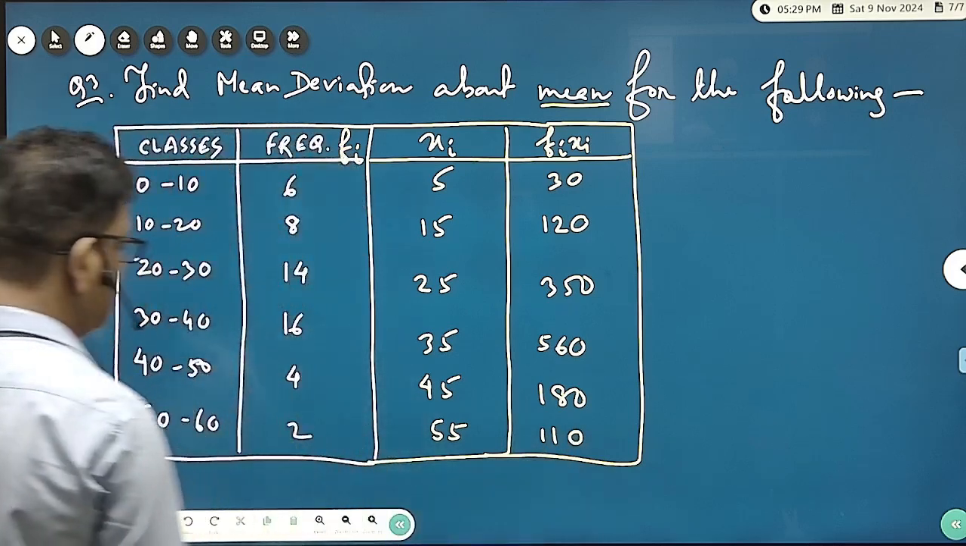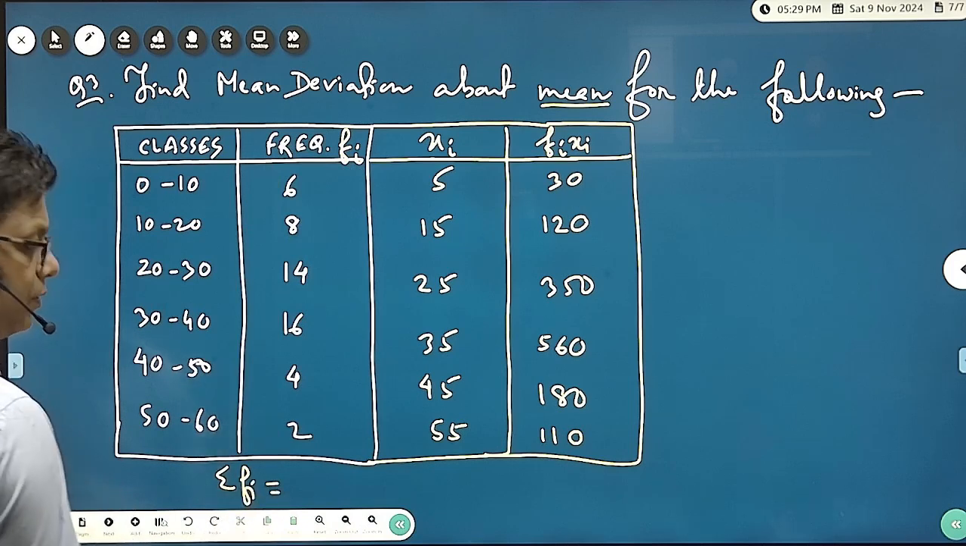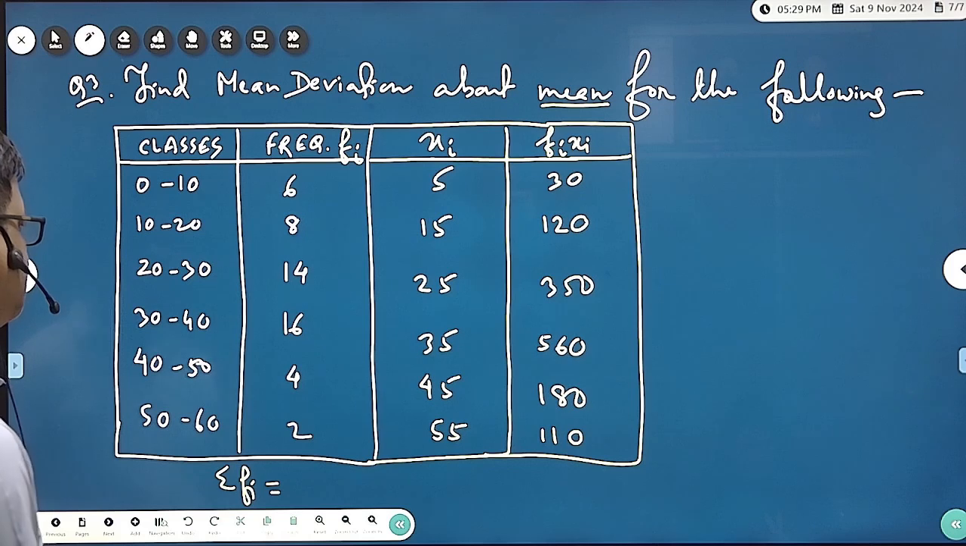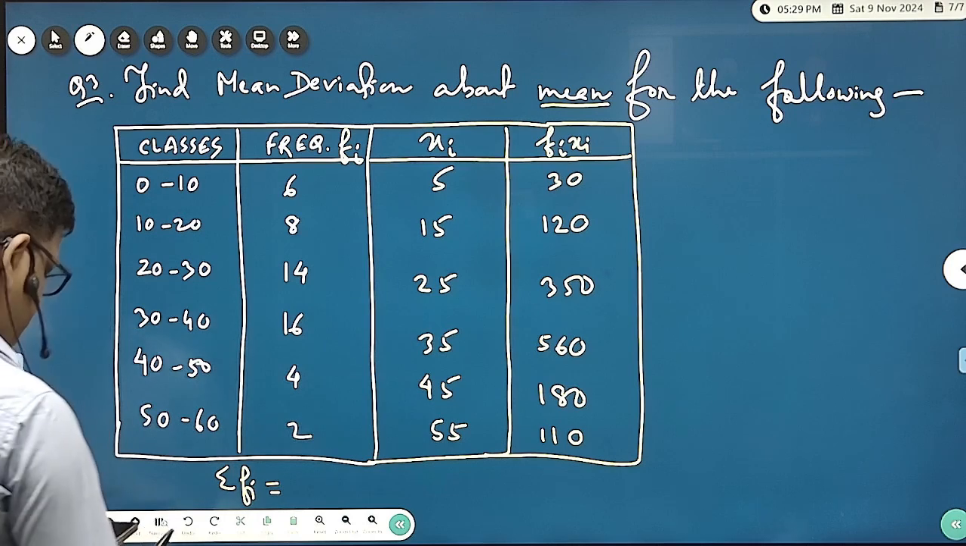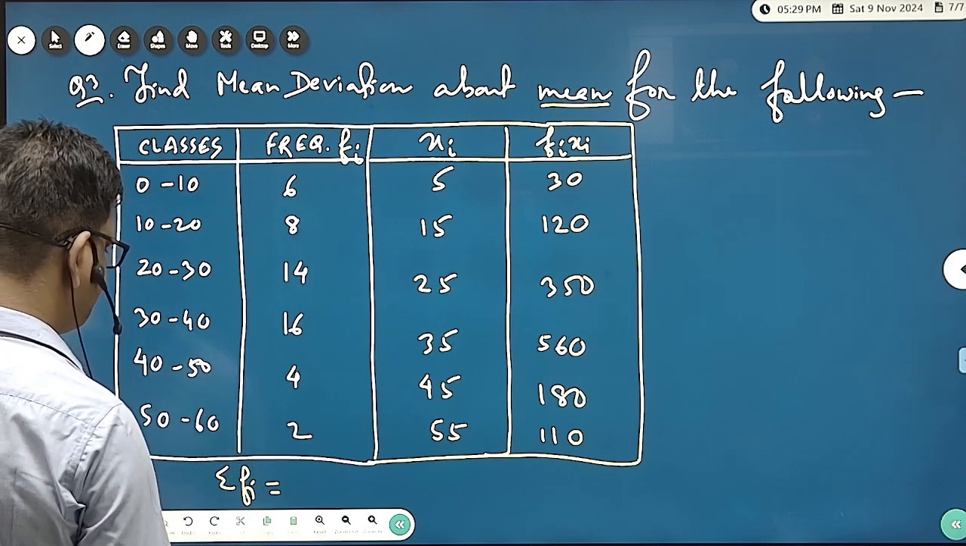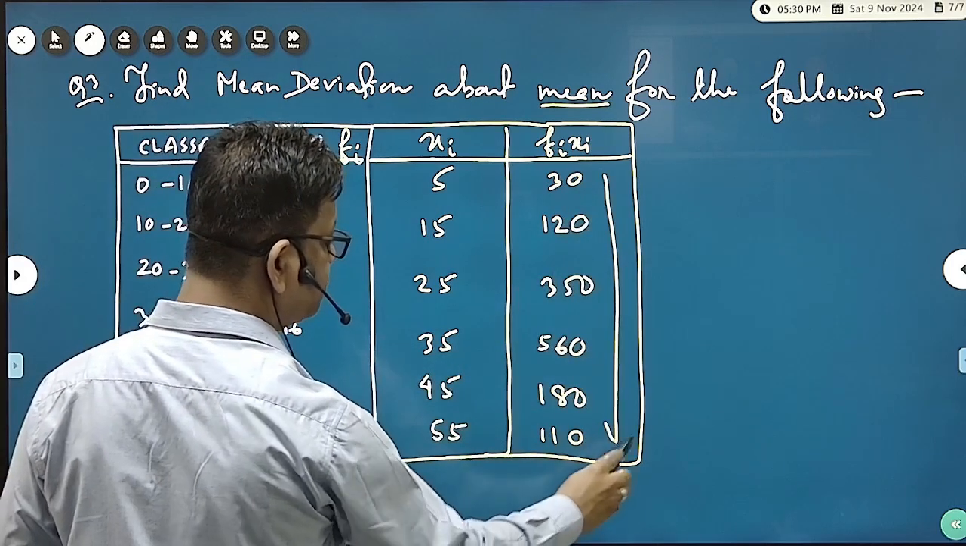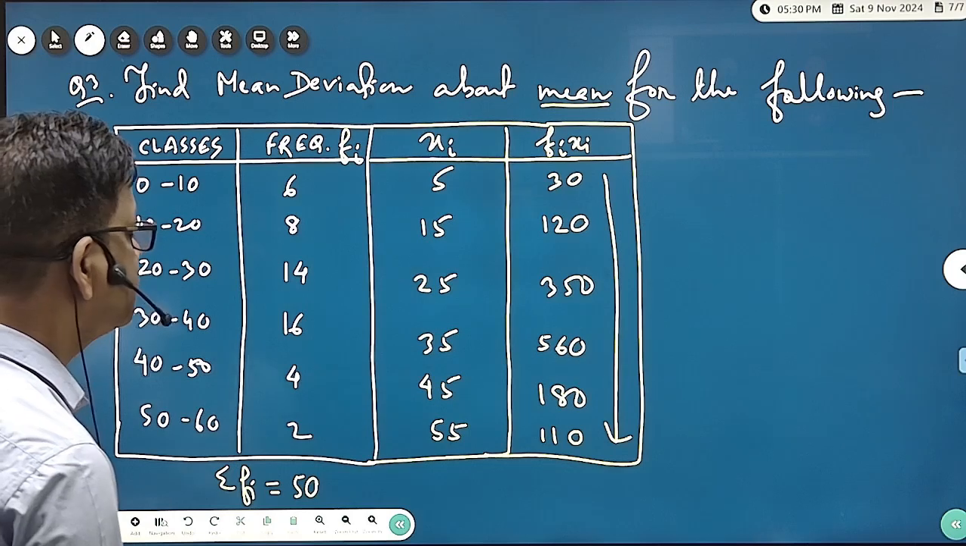Now, as you know, we need to get the summation of fi. That means we need to add all these numbers. So it will be 10, 30, 40, 50. Check if it is 50. Just add all these numbers. Is it 50? Yes or no? Yeah. Then you all know that we should add these numbers as well. How much?